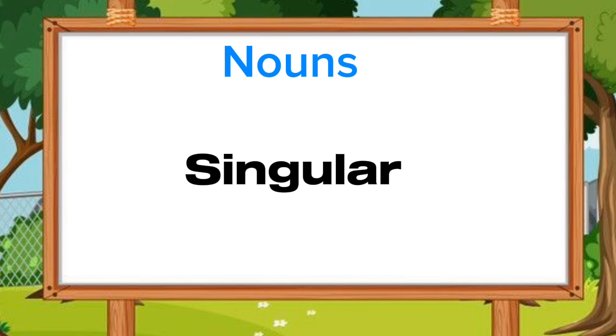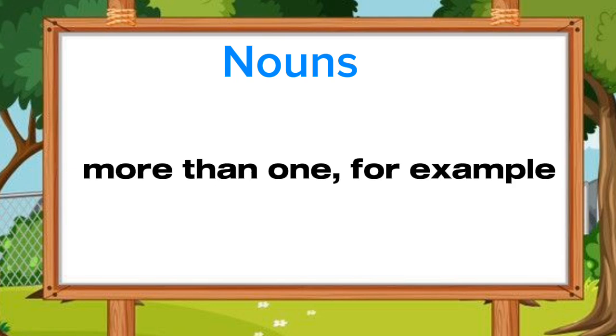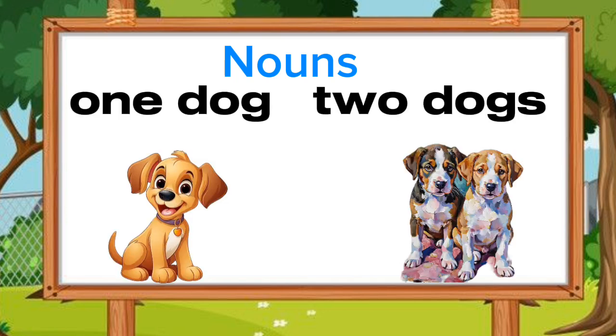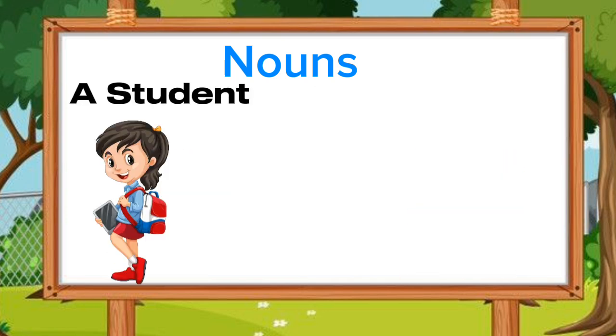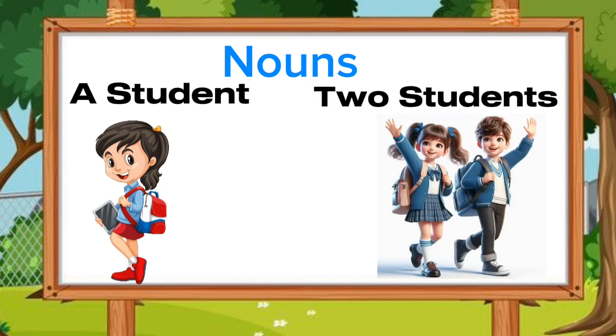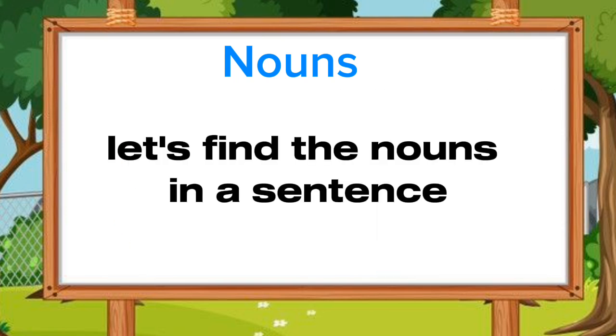Every noun can be singular, that is one, or plural, more than one. For example, one dog, two dogs. A student, two students. Let's find the nouns in a sentence.